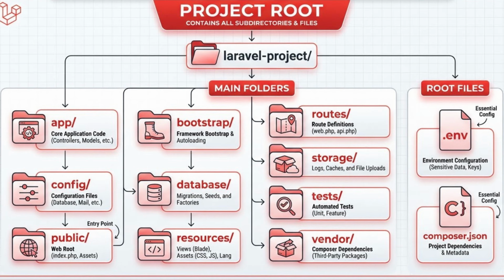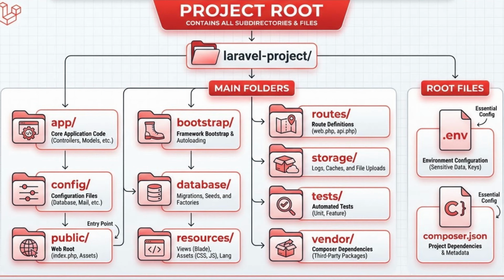After configuration, the public folder acts as the main entry point of the application. This is the only directory directly accessible through the browser. It contains the index.php file, which launches the framework and also stores public assets like CSS, images, and JavaScript files. Next to these folders, the bootstrap folder plays a major role in starting the framework. It loads important classes and optimizes performance when your application boots up.